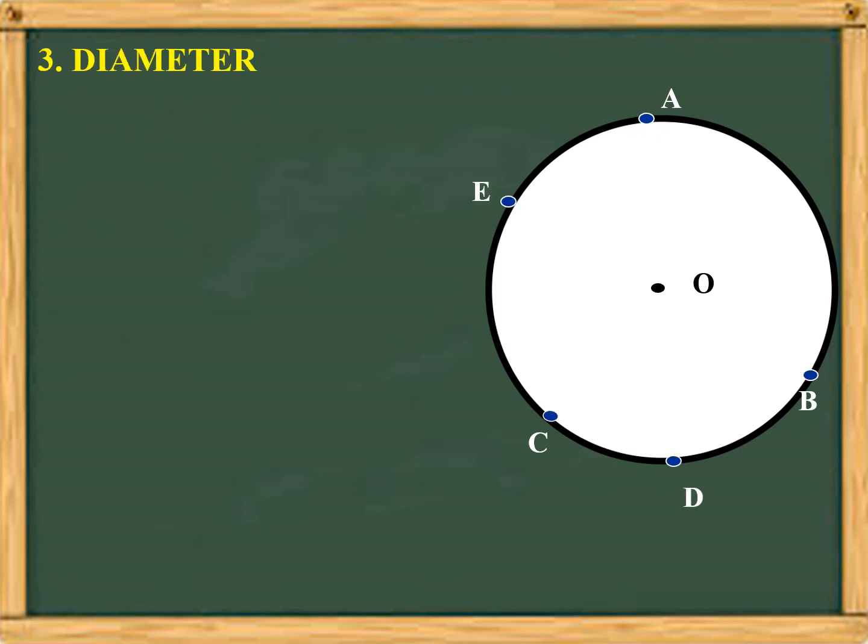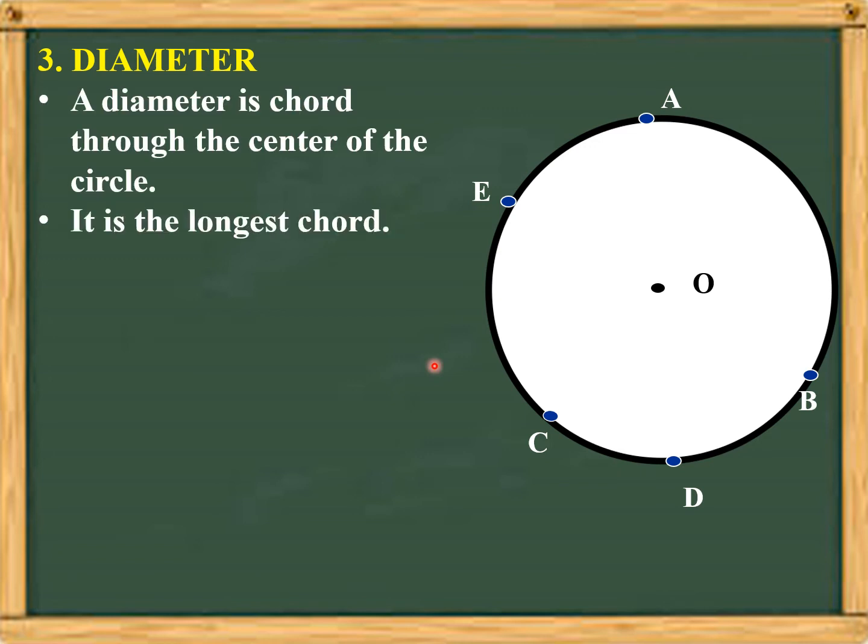Let's have now number 3, diameter. So what is diameter? A diameter is a chord through the center of the circle. So ibig sabihin, ang diameter ay chord din. Pero kailangan dumaan siya sa center ng ating circle. That's why longest chord siya.